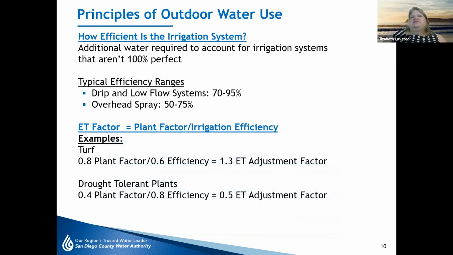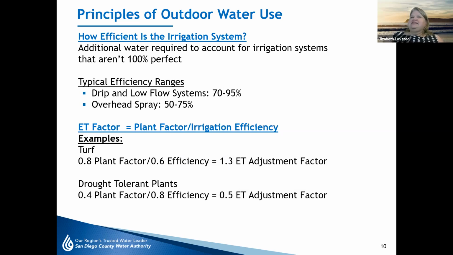So one of the things you have to look at is how efficient is your irrigation system? Drip and low flow systems are 70 to 95% efficient. So those are really efficient. But most of us know that not all landscaping is irrigated by drip and low flow systems. A lot of people, especially families, have yards where their kids play or their dogs play, and they have overhead spray. It's been put in for decades and decades. It's kind of the norm.